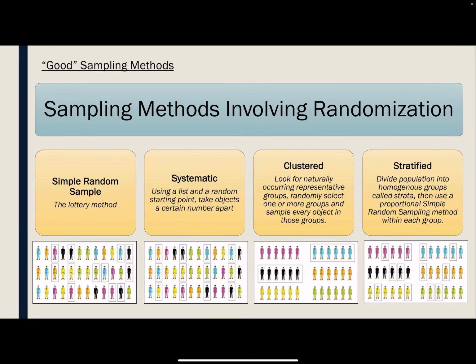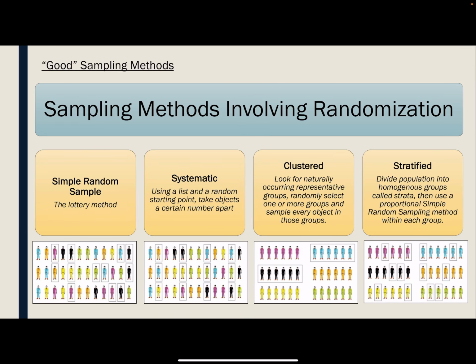So as you're reading in your textbook, make sure that you really look at the examples for these and understand the differences. So clustered would be if we were using naturally occurring representative groups. And then we randomly choose one or more groups and sample everyone, or every individual, within those groups. So for example, say we want to understand elementary school children in Maryland. Well, representative groups would be elementary schools. And they're kind of naturally occurring representative groups.